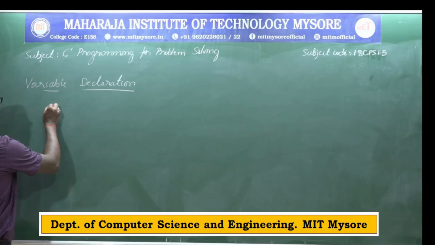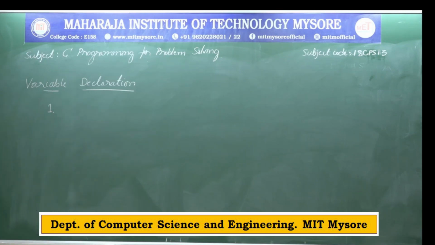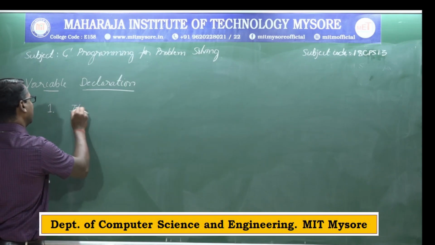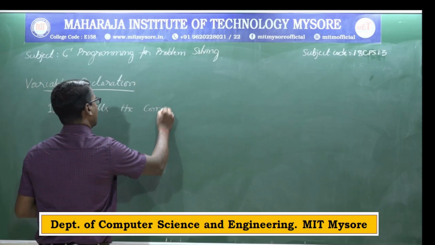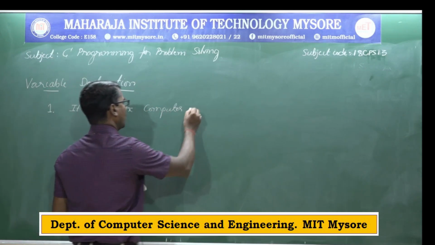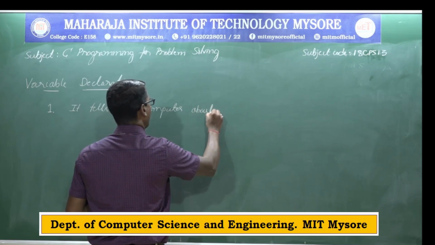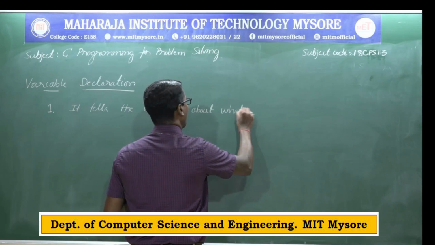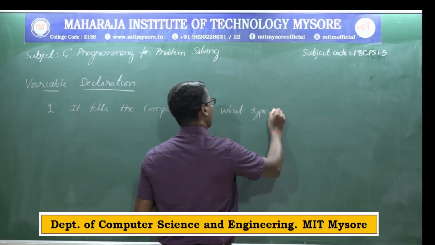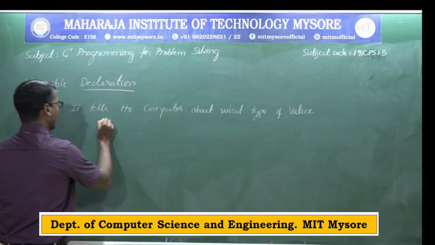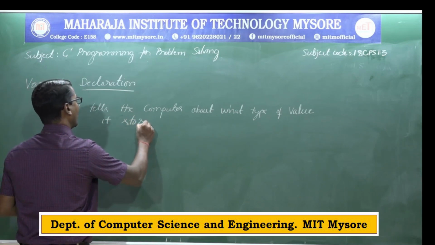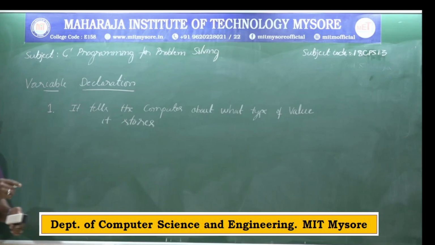The declaration of the variable performs two things. The first thing is it tells the computer what type of value it stores.